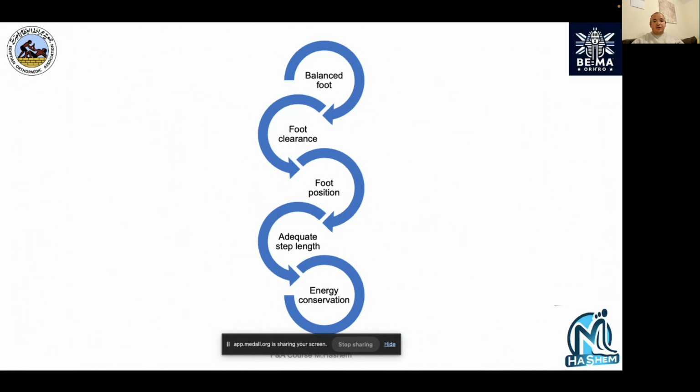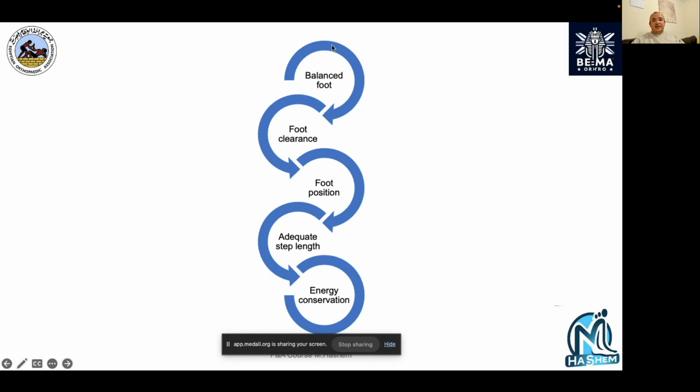You have to have an adequate step length to have a normal gait. Jogging or running is different from normal gait. It's not a normal gait, but to have a normal gait, you have to have an adequate step length in a normal, coordinated manner, and it must be energy preservative, or conservative. This is the idea of a normal gait, or the requirement to have a normal gait.